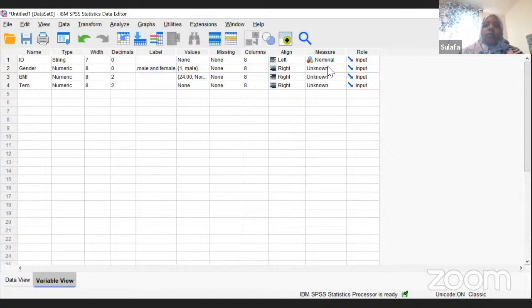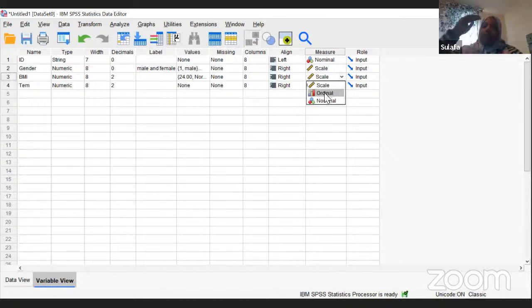Also, for the measurement, like for the BMI, you can tell SPSS that this is ordinal. We can put it in order: normal, overweight, obesity type 1, obesity type 2. Or scale, like for example the temperature here, which is a continuous variable. I can tell SPSS this is scale, and so on. So in the variable view you can manipulate your data, and you can tell SPSS what it is dealing with.